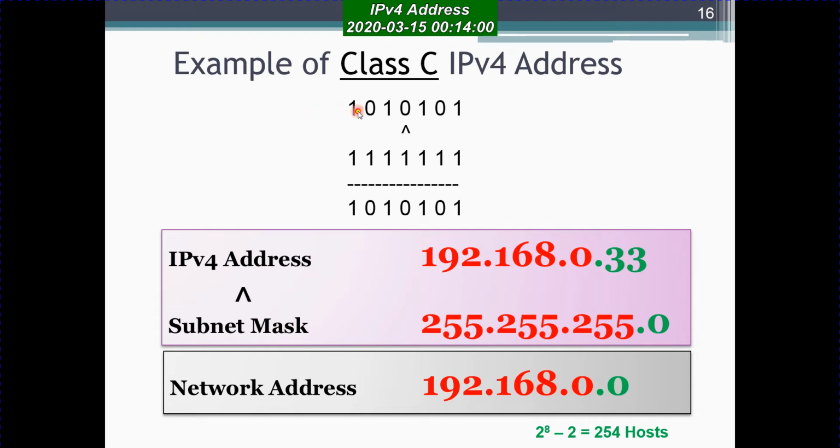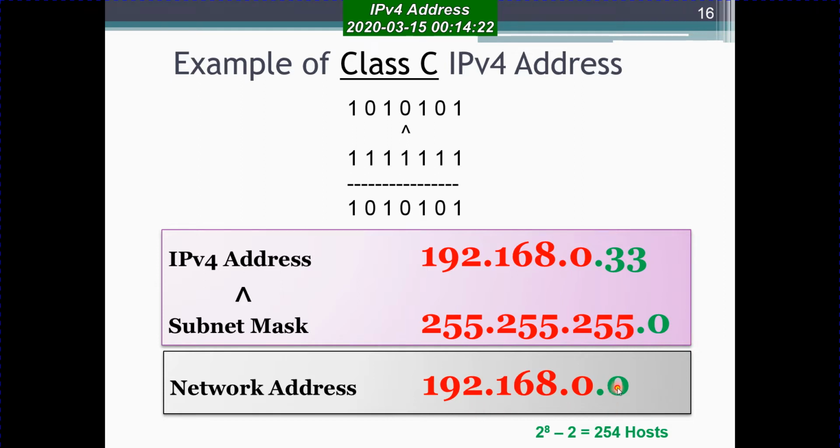Here also again I'm showing the binary values to logically AND to generate this result. We can apply a similar thing to our class C IP address with its default subnet mask 255.255.255.0. So logically ANDing the IP address and subnet mask will generate the network address.